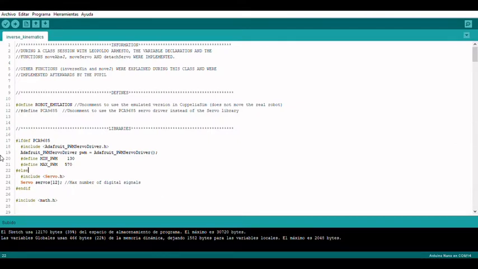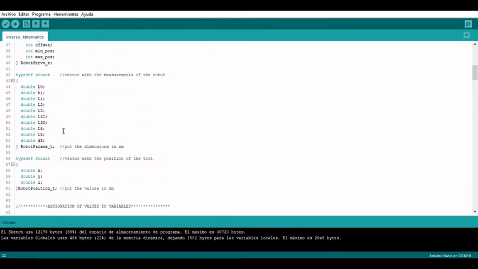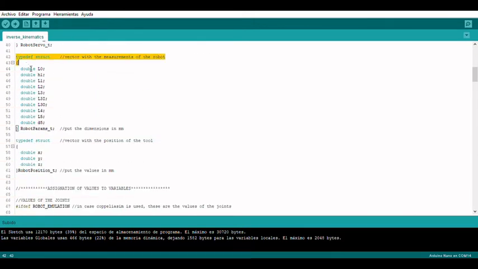This is the code for implementing the inverse kinematics of the robot. So first we have what we always have, there's nothing new here. And now there are these two data types that are new. This first one is a vector which contains all the parameters of the robot, that means the measurements of the beams, for example, or the height. And this one is a data type, a vector that will include the x, y, and z position.